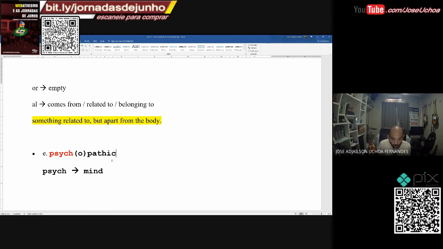Is it a suffix, or a group of suffixes, or a root plus a suffix, or a prefix plus a suffix? Sorry, a prefix plus a root. What do you think? Paddock. Homeopathic. Psychopathic or sociopathic.